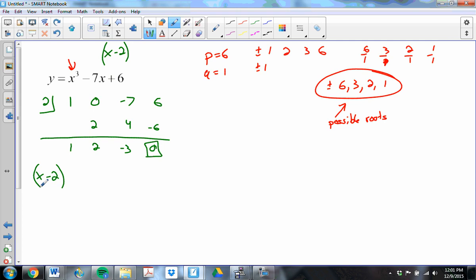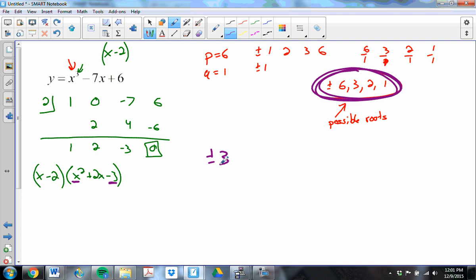What's going to be left is, since this was x to the third, this is going to go 1x squared plus 2x minus 3. Now here's what's really nice. I know these are still my possibilities for real factors, but now I can play the P and Q game with these numbers. Here the only options are actually going to be plus or minus 3, because my Q value is -3, so it's just plus or minus 3.